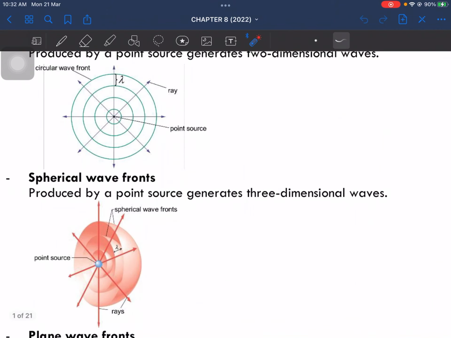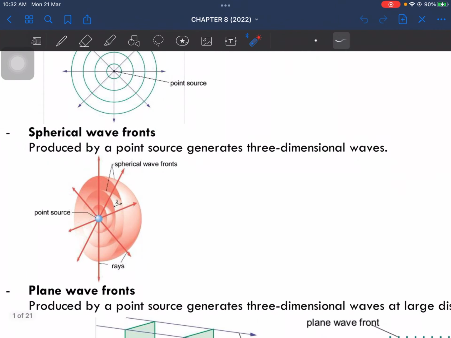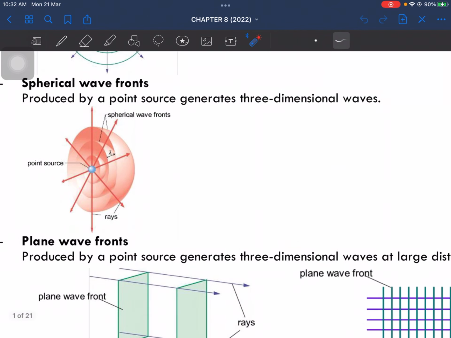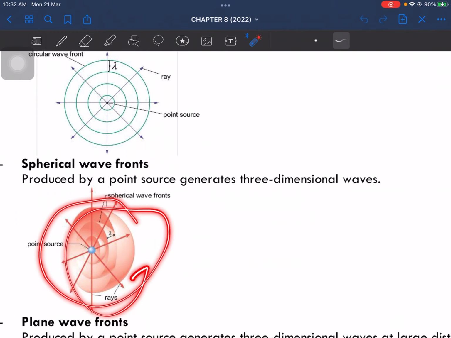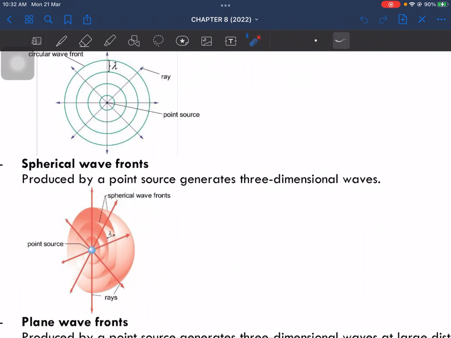And then we have the spherical wavefront. This is produced by a point source which generates three-dimensional waves. This is basically like 2D, but it is now in 3D. This is a drawing on paper, where we can see the inside as well.